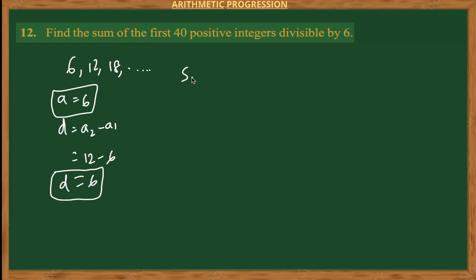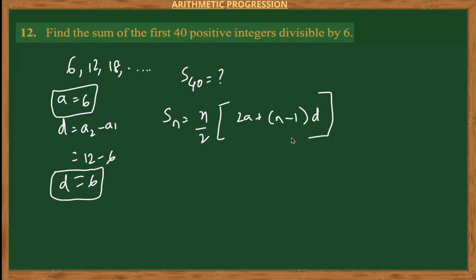So it's asking the 40th sum first. Okay, so what we can do, we can use this formula. Sn is equal to n by 2 into 2a plus n minus 1 into d. Okay, so in this, we now know n, we know a, we know d. So let's try to put it as 40. This is what we need to find as 40.